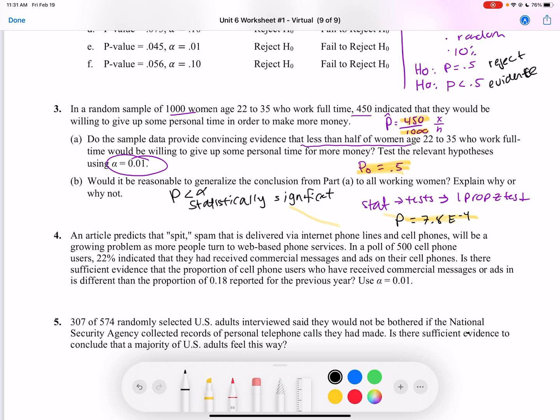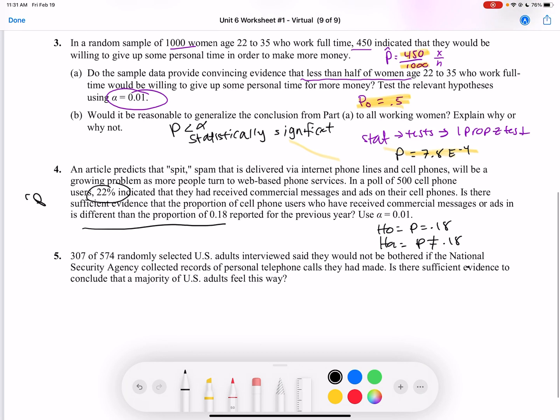Just looking at number 4, it tells us 22% indicated they received commercial messages and ads on their phone. So that's my p hat, your sample proportion. Is there sufficient evidence that the proportion who received commercial messages is different than 0.18? So my null hypothesis, again, will be that P is equal to 0.18. My alternative hypothesis will state that P is not equal to 0.18 because it says, is it different than? Okay, so try that one. Let me know if you have questions on that one.